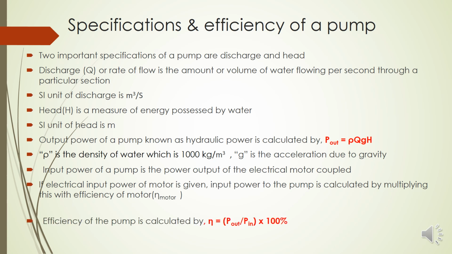And efficiency of pump, we can know as output by input. We can just calculate and express in percentage. So this is the procedure for calculating efficiency of the pump. First find out the hydraulic power output, find out the input power to the pump, then just divide and express in percentage.